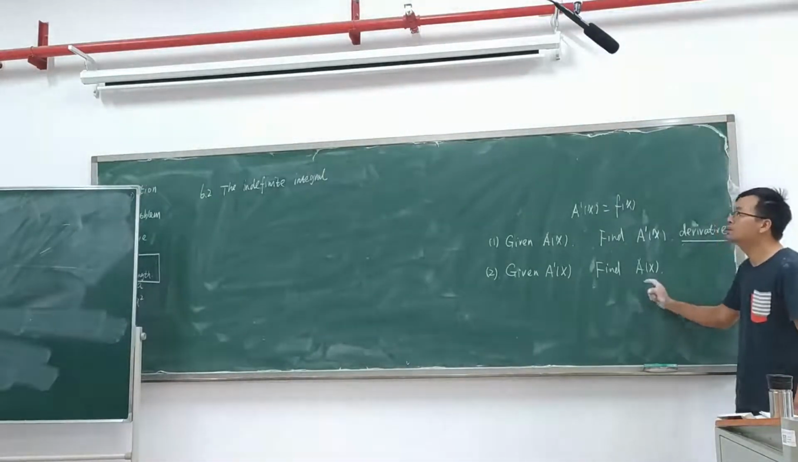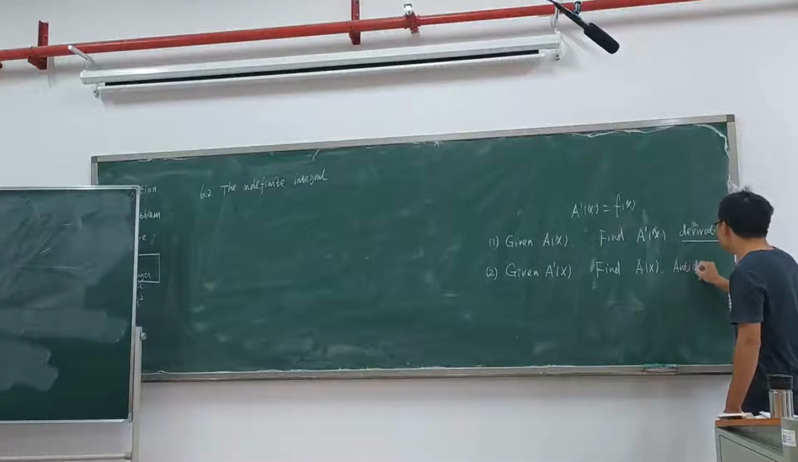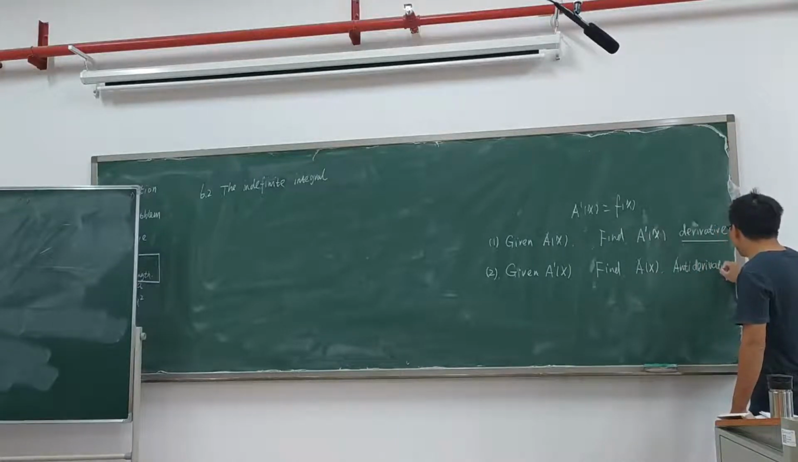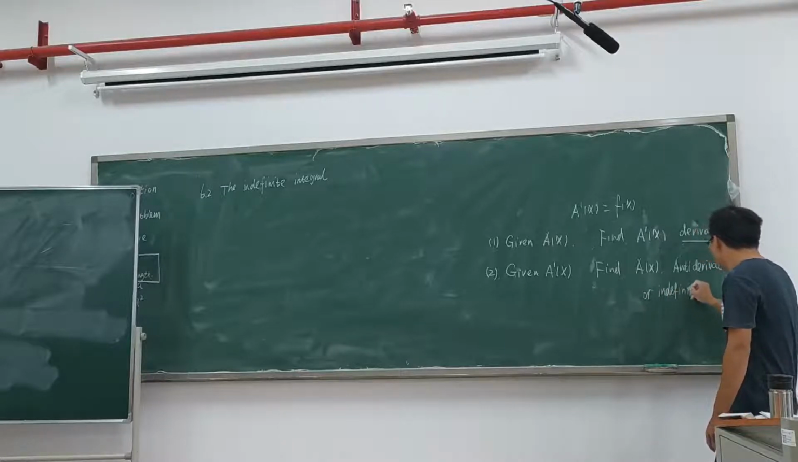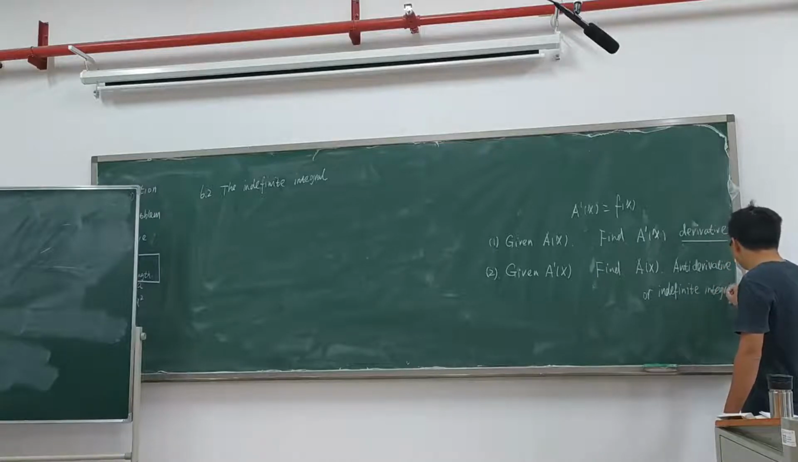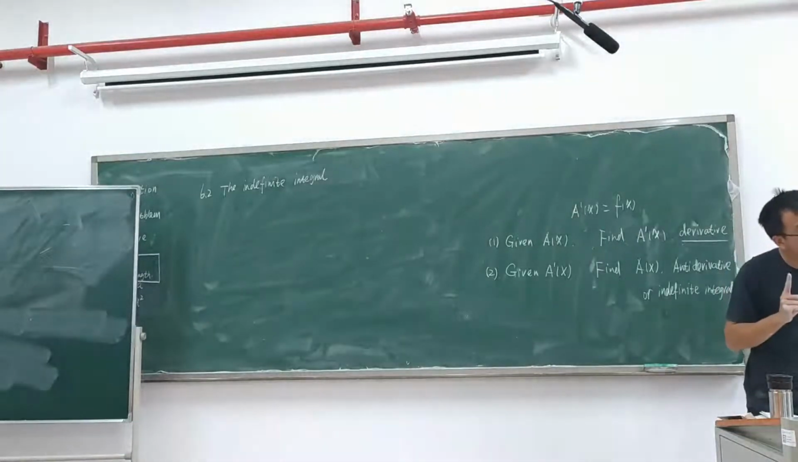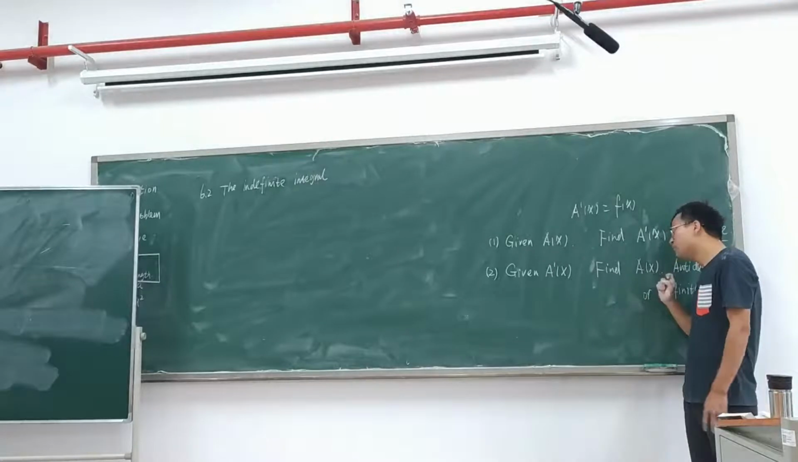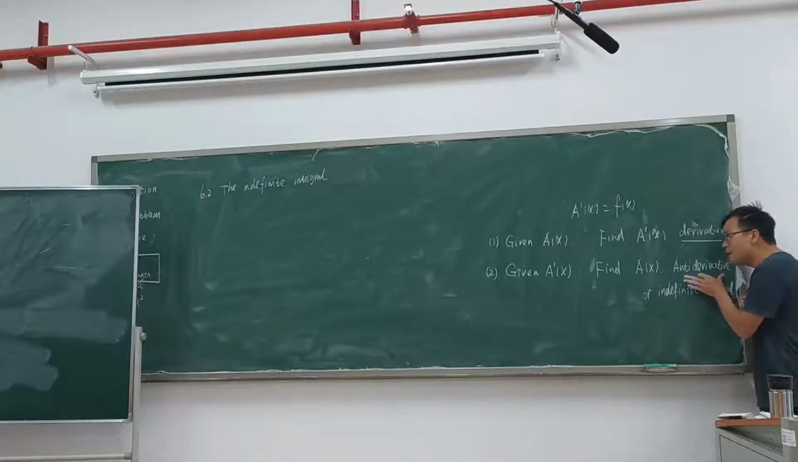So what is this? This is the antiderivative, or the indefinite integral. If I give you a function, it's easy to find the derivative. But if I give you the derivative, I need to find the function. In mathematics, this process means the antiderivative, or the indefinite integral.